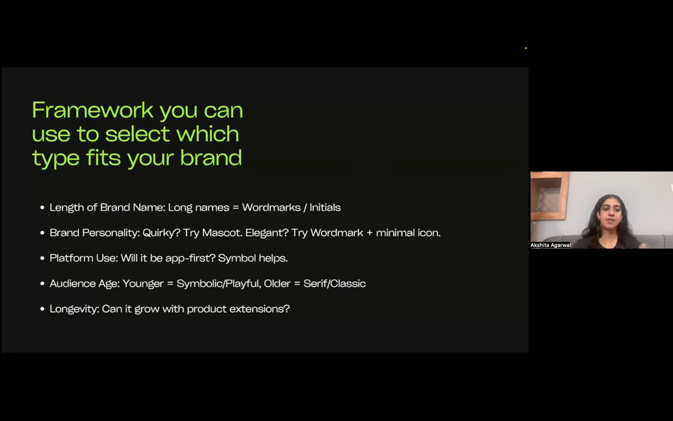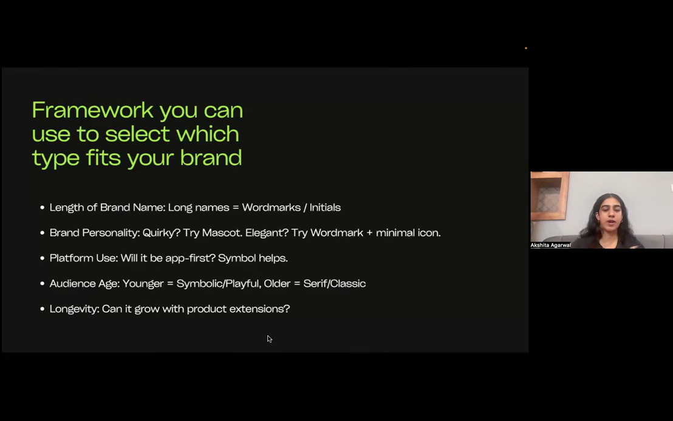The next is obviously the brand personality that we discussed. If it's a quirky brand, I would try out a mascot. If it's a very elegant brand, I would try out a minimal word mark, for example. It also depends on the platform use cases. Not all brands will have an app icon, and not every brand needs to scale down to a very small favicon. So it's important to understand the scalability of the brand, which you will understand in discussion with the founder or the person you're working with. What is their exact vision in terms of scalability of the brand?